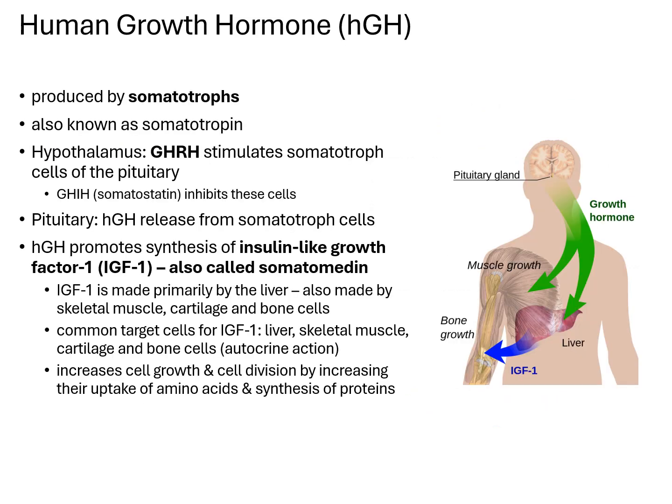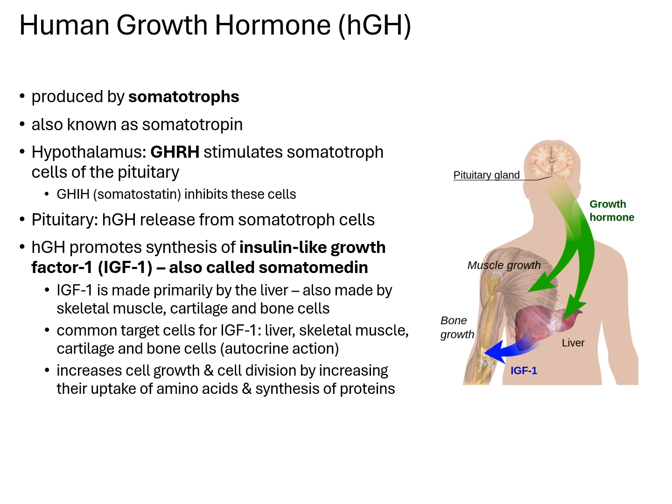Okay, let's take a look now at each of these anterior pituitary hormones. We'll start off with human growth hormone, otherwise known as somatotropin. It is produced by the pituitary cells known as somatotrophs. Again, the cell ends in troph, the hormone ends in tropin. The hypothalamic signal for this is growth hormone releasing hormone, or you can call it somatotropin releasing hormone. In response, the pituitary will produce and release human growth hormone from its somatotroph cells.